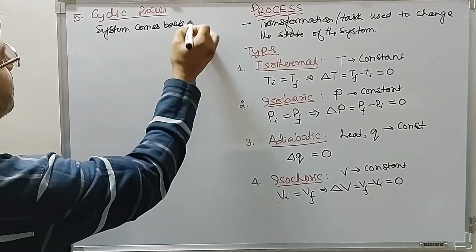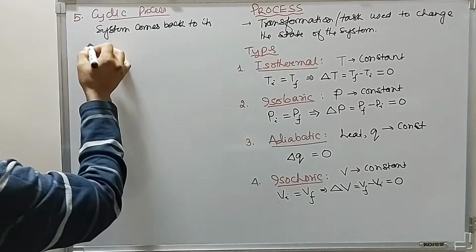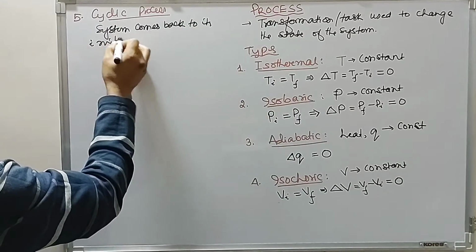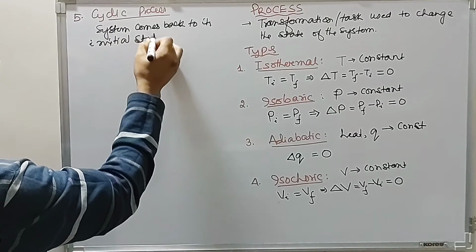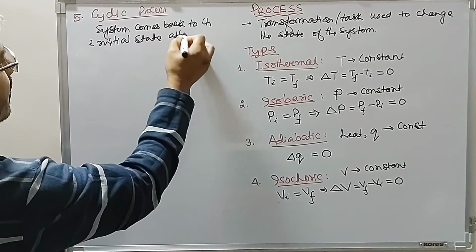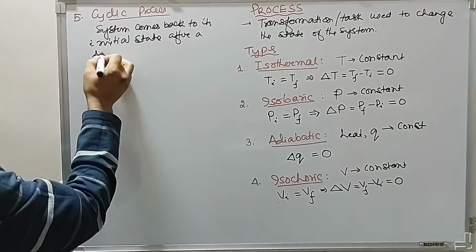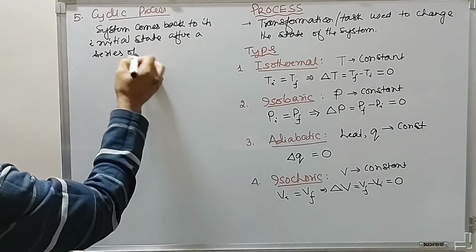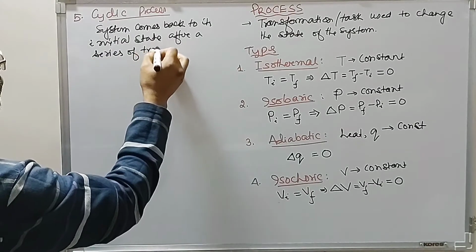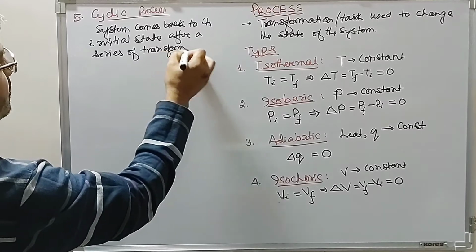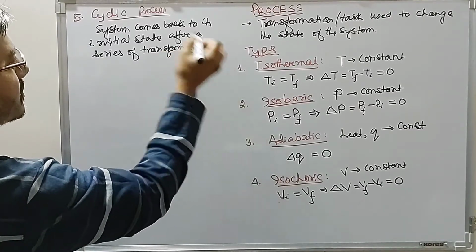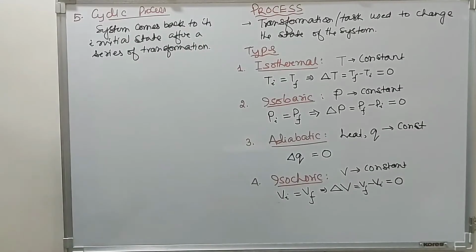System comes back to its initial state after a series of transformations. Though there is a transformation, after a series of transformations the system is coming back to its initial state. That is what we call a cyclic process.